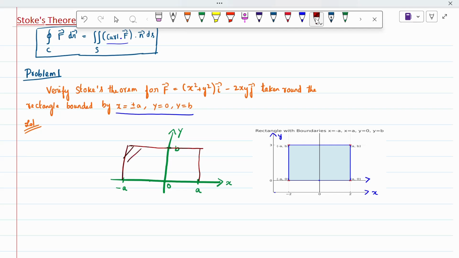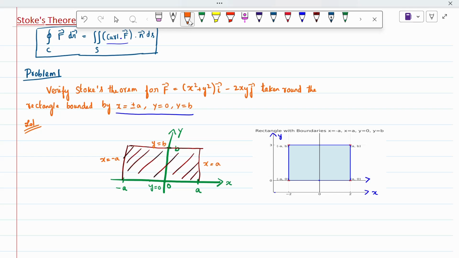So the full region is, this is our full region. This line is nothing but y equal to 0. This line is x equal to a. This line is x equal to minus a. This full line is y equal to b. So all the points we know, so that is shown here. Okay, so this is the rough diagram.